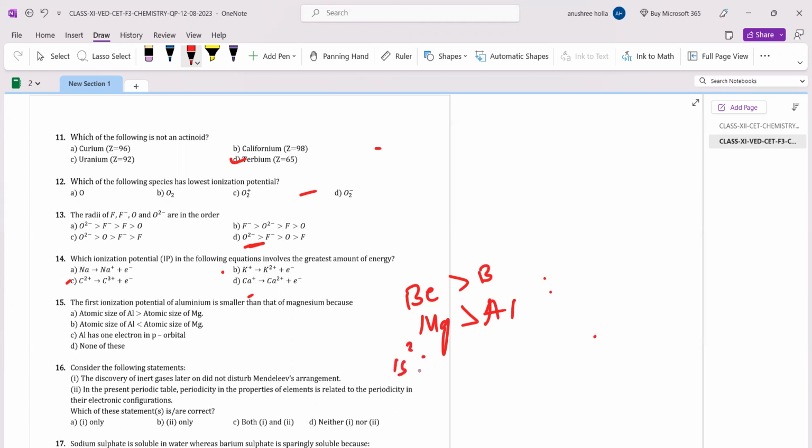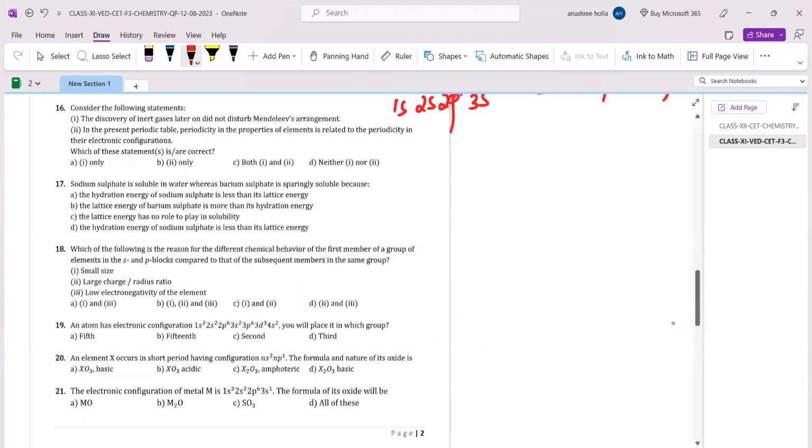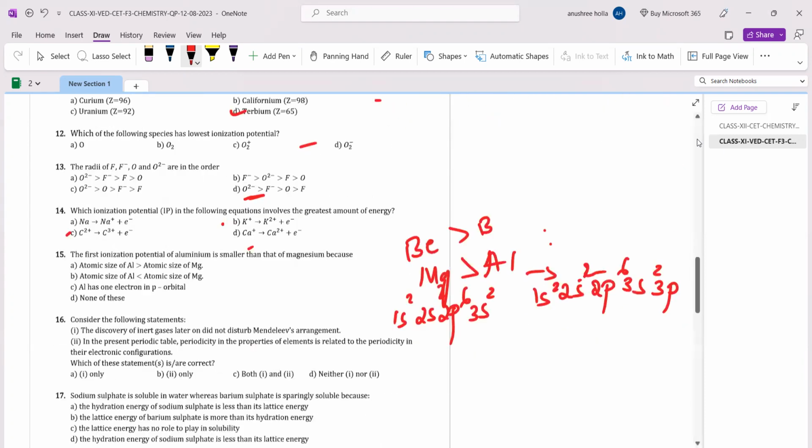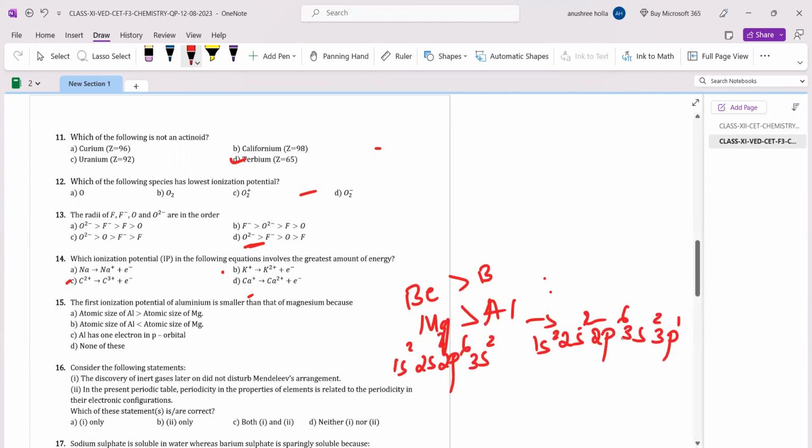So if you write the electronic configuration of magnesium, it is 1s2, 2s2 2p6, 3s2. And if you write the electronic configuration of aluminium, it is 1s2, 2s2 2p6, 3s2 3p1, right? So if you observe here, the atomic orbital is completely filled and electrons are filled in the s orbital. Here, the electrons are not completely filled or even half filled. Here we have only one electron in the p orbitals.